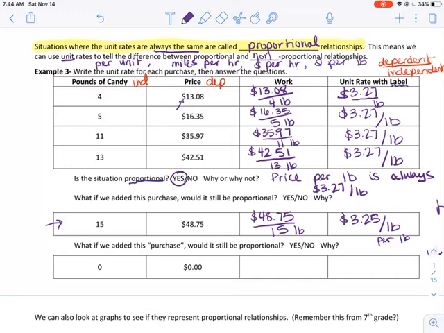So 3.25 is different than 3.27. And we said that for proportional relationships, the unit rate always should be the same. And it only takes one data point that's wrong to make it not be proportional. So this is not proportional.